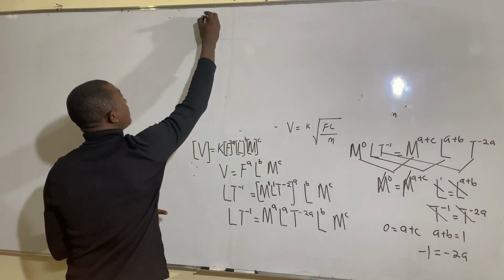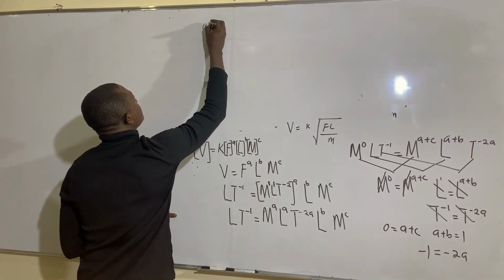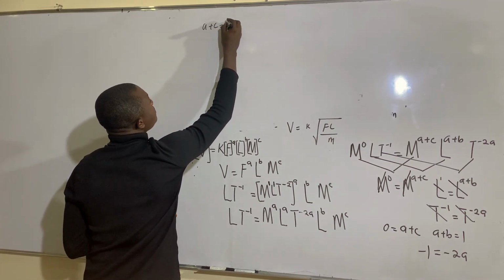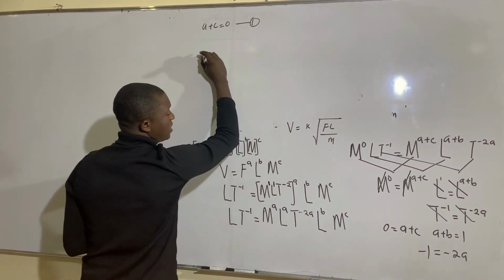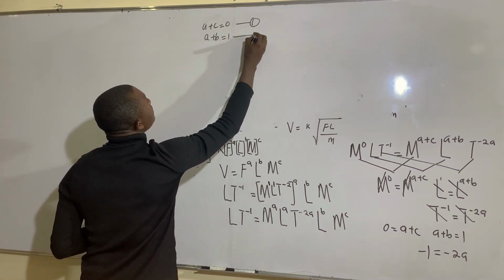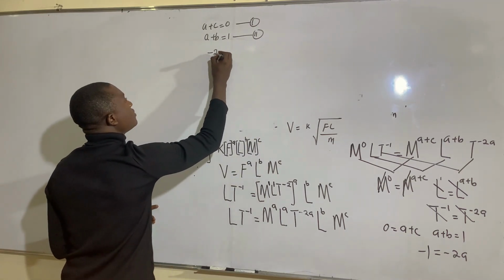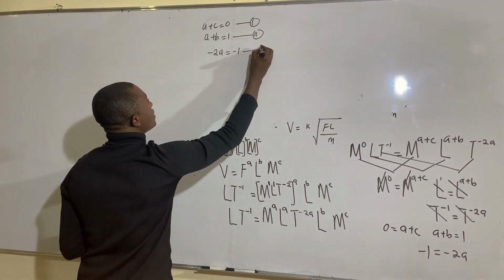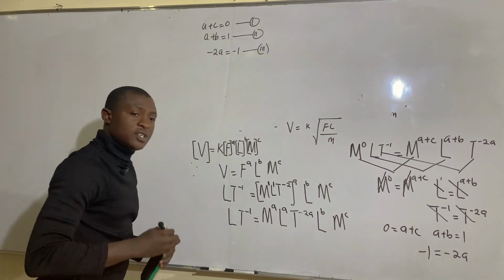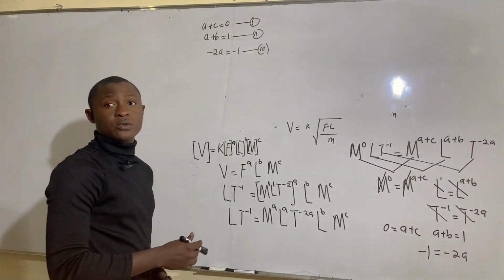So the first one I have, A plus C is equal to 0. Let's call it equation 1. The second one I have is A plus B is equal to 1 as well. Let's call it equation 2. Then the last one I have is -2A is equal to -1. Let's call that one equation 3. It's not simultaneous. It depends, since the unknowns can be substituted to find the other values.